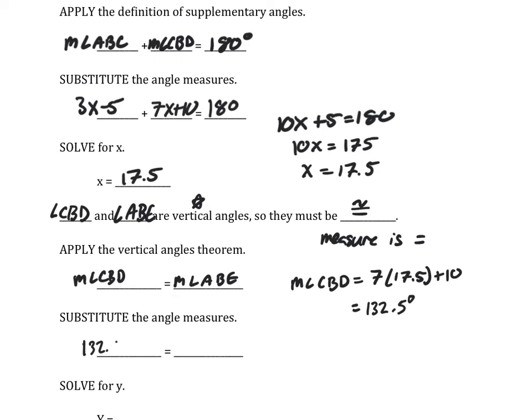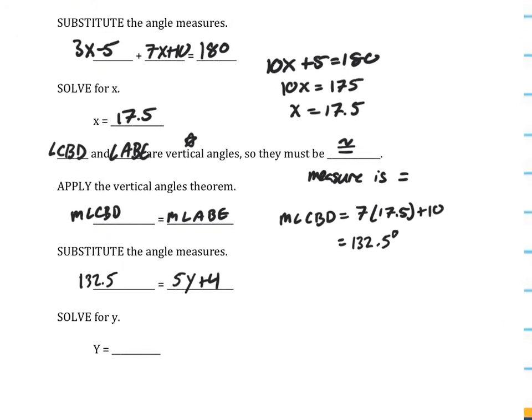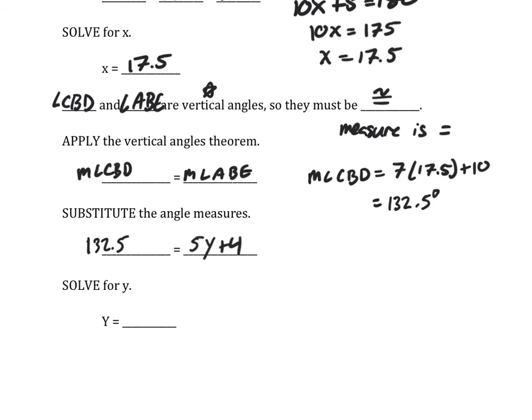Okay, so now I'm going to put that in here. 132.5 is going to need to equal our ABE, which was 5y plus 4. If I had that x there, we would run into a problem because we can't solve a single equation with two variables. So let's solve for y, subtracting 4 from both sides. 5y equals 132.5 minus 4, which is 128.5. Divide both sides by 5, and we get that y equals 25.7.